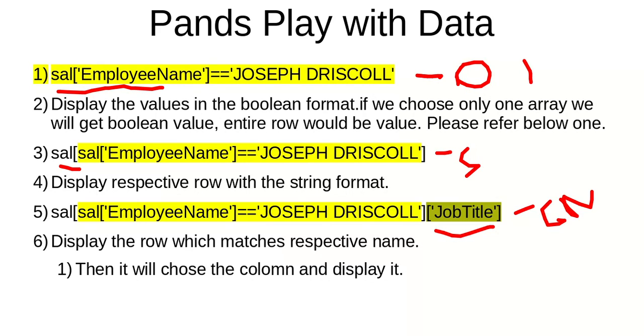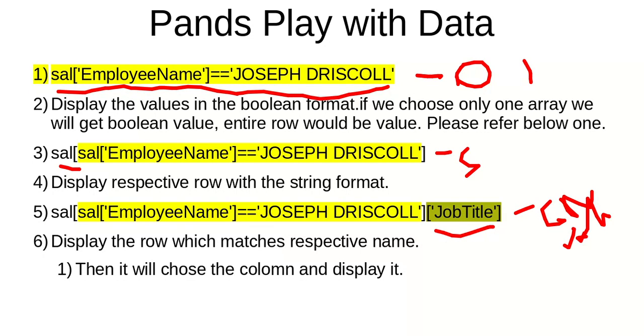That above one we put into the square bracket, and with the specific pandas we will get the answer, the specific entire row, in a string. That's how it will behave. And the next one is we will get the specific row, the specific column value. This is how it will work. It displays the row that matches the respective name, then it will choose the column and display it. Make it simple and easy.